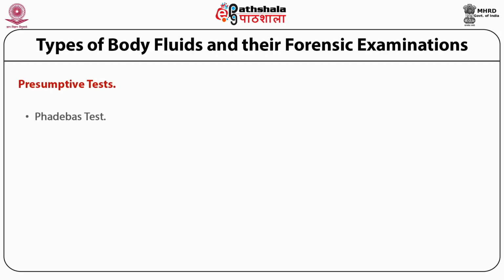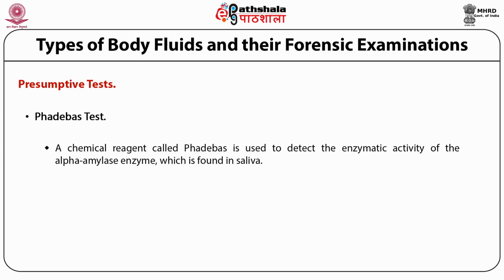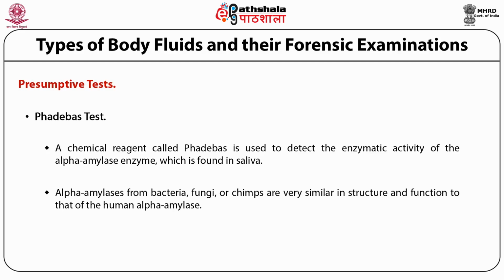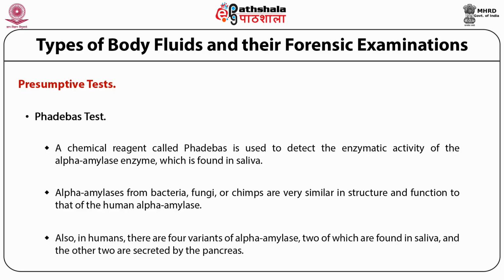Presumptive test. Phadebas test. A chemical reagent called Phadebas is used to detect the enzymatic activity of the alpha amylase enzyme, which is found in saliva. This enzyme is found in other organisms as well. Alpha amylases from bacteria, fungi, or chimps are very similar in structure and function to that of human alpha amylase. Also in humans, there are four variants of alpha amylase, two of which are found in saliva. The other two are secreted by the pancreas.